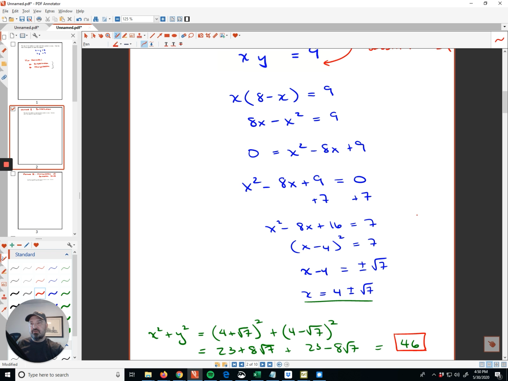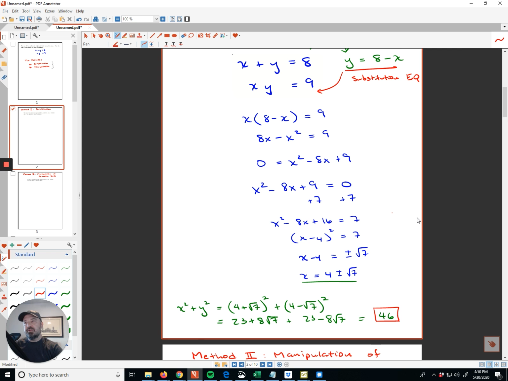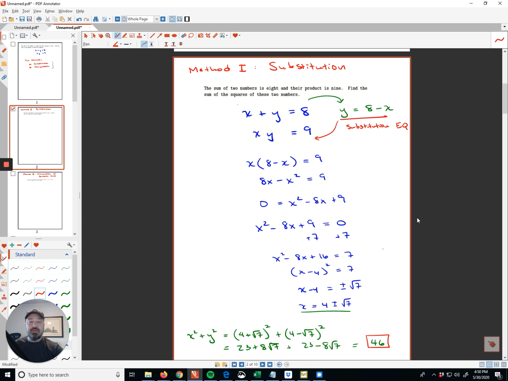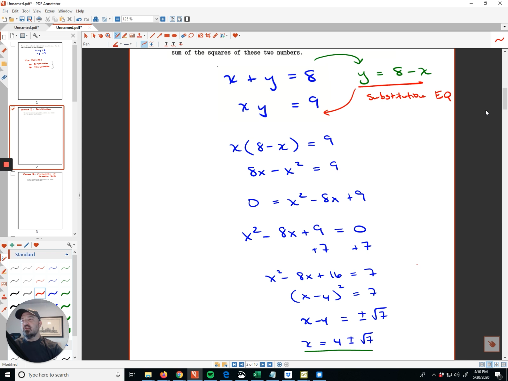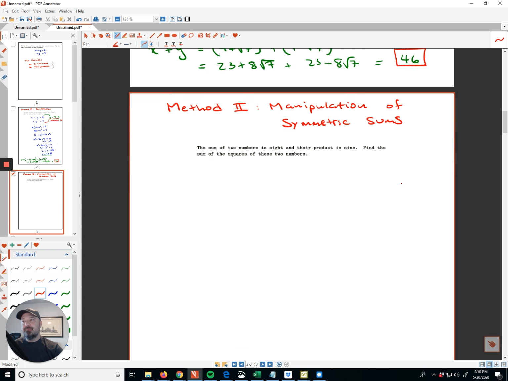So substitution, always a good method. Not always good. Well, very often a good method when we're facing a system of equations like we face here, especially when we have a sum of variables in at least one of the equations. So now let's take a look at a second methodology.